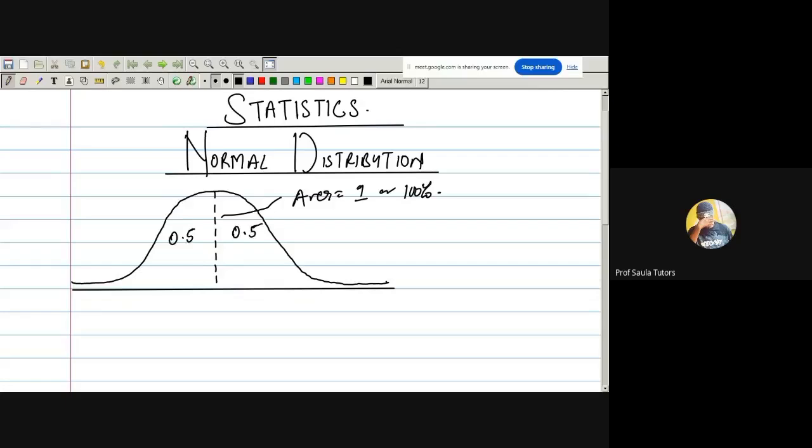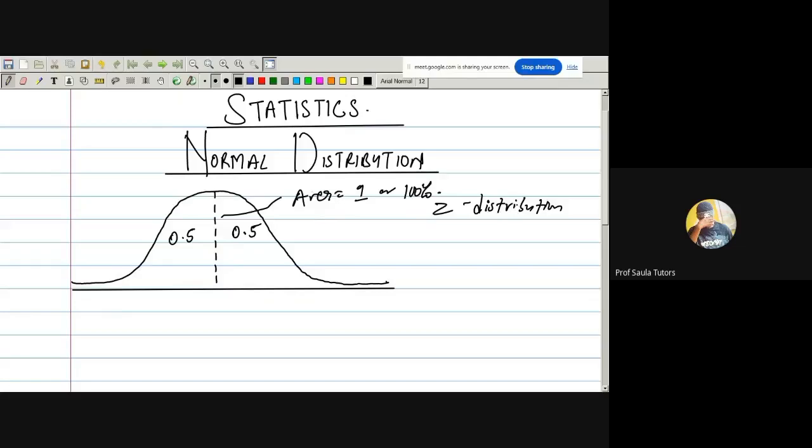Now pay attention. There's one thing more to look at. We call that the Z distribution. What do we call it? Z distribution. Now pay attention. This is a normal distribution in general. Now there's a special type of normal distribution curve called the Z distribution.